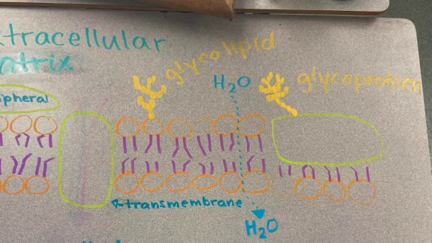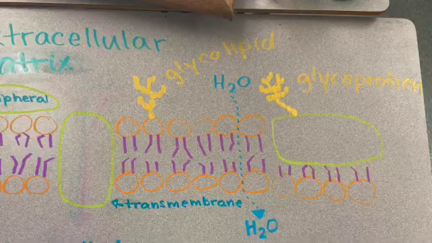Glycoproteins and glycolipids work as ID tags to communicate with other cells and determine what type of cell they are. Glycoproteins can be found on any protein in the cell membrane, and glycolipids are found on any lipid in the cell membrane.